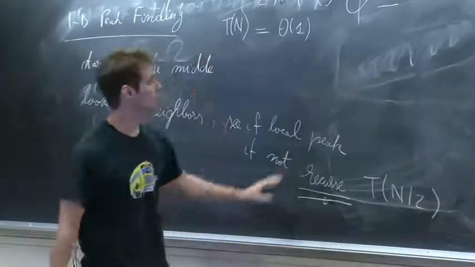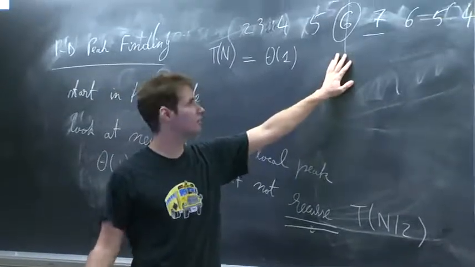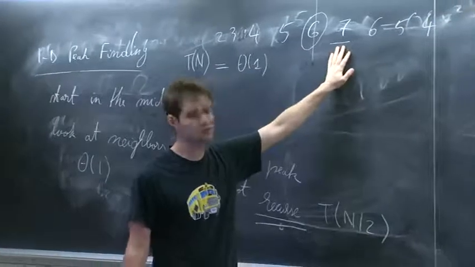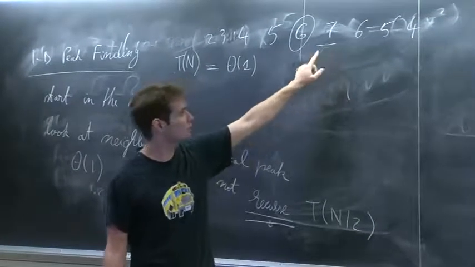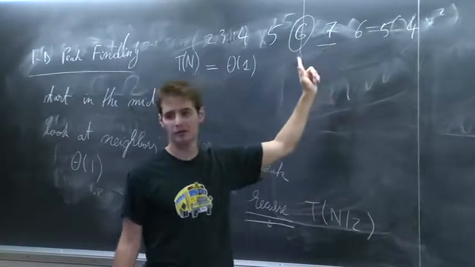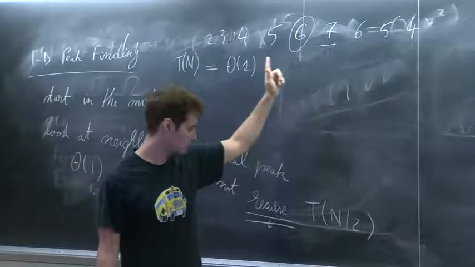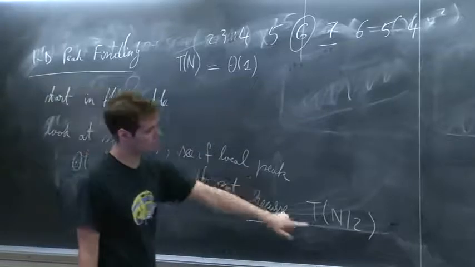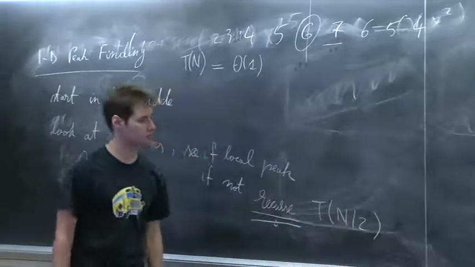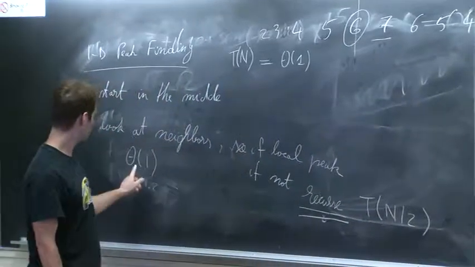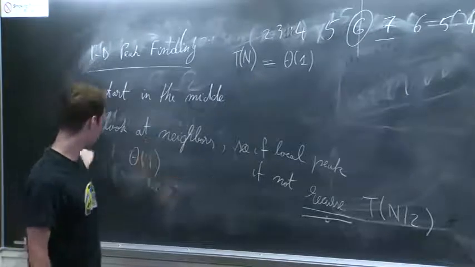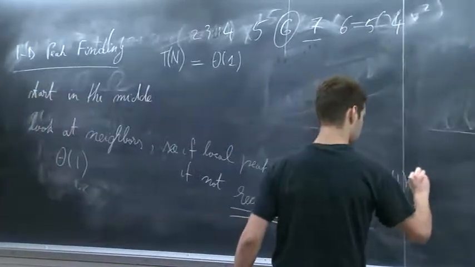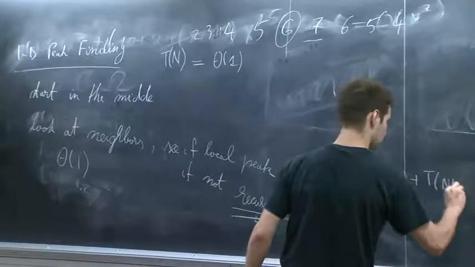Yep. So I'm looking at this guy. It's clearly not a peak. So I'm going to look in the right side because I see a 7 here that's bigger than a 6. So now I have the same problem, except my array size just dropped to half. So same problem because I already have a name for it, except the input size is different. So the running time for this entire step is theta of 1 plus t of n over 2.